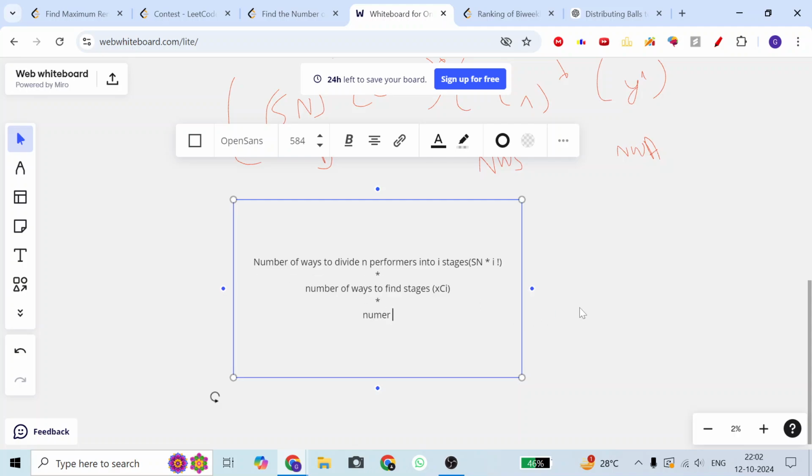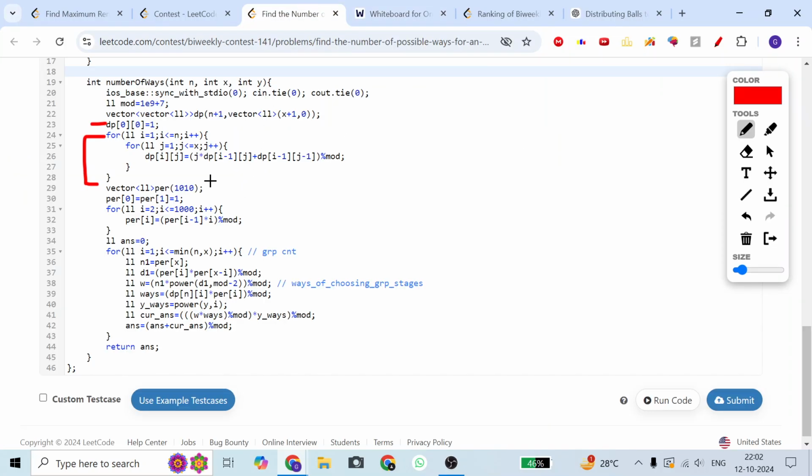Now the number of ways to assign them an award: the number of stages I have is i. So for each stage I have y choices, so nothing but y raised to the power i. If I multiply them I will get my answer. So let's move on to the code, guys.